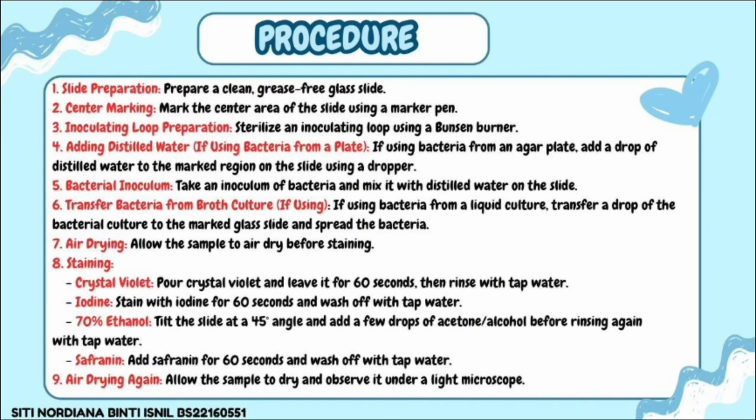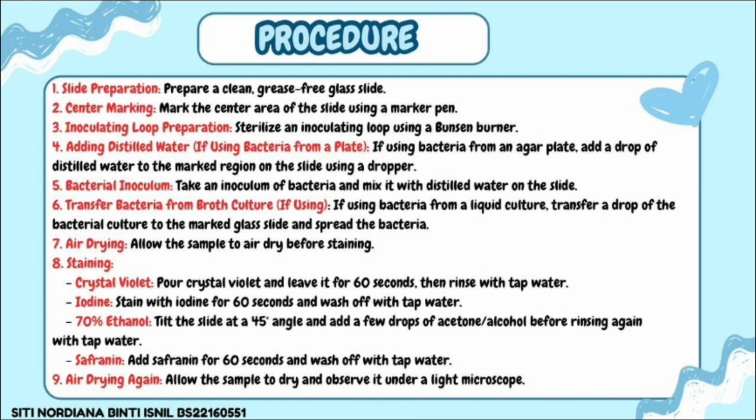For the gram staining procedure, the first step is to prepare a clean, grease-free glass slide and mark the center area of the slide using a marker pen, and then sterilize an inoculating loop using a Bunsen burner. If using bacteria from an agar plate, add a drop of distilled water to the marked region on the slide using a dropper, and take an inoculum of bacteria and mix it with the distilled water on the slide. If using bacteria from a liquid culture, transfer a drop of the bacterial culture to the marked glass slide and spread the bacteria.